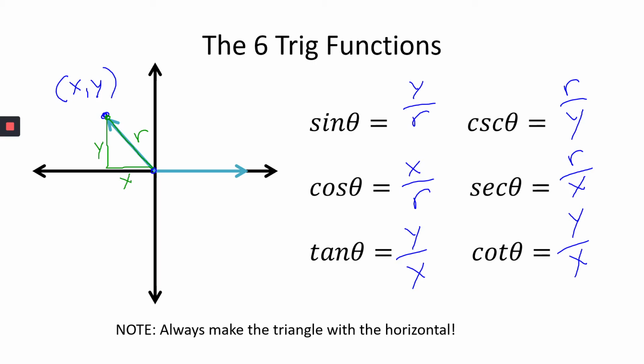And then the other three: sine and cosecant are reciprocals. So if it's y over r, it's r over y. Cosine and secant are reciprocals, and then tangent and cotangent. So you want to make sure of that. I think we've got a typo right here. This part for cotangent should say x over y. I'll make a note of that in our video, but you want to make a note of that. This one right here, cotangent, I had miswritten it, and it should be x over y.